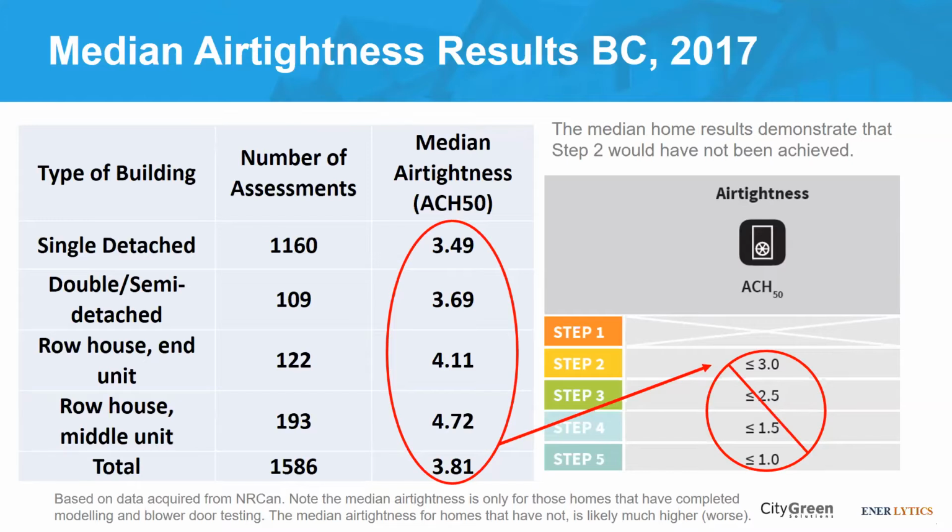It's also important to note that this data we have on median air tightness is drawn from those builders that are already working with an energy advisor, typically building more efficient homes than the average home built in BC. So it shows that on average, all builders within the province need to do a lot more to be able to hit the air tightness targets of the BC Energy Step Code.